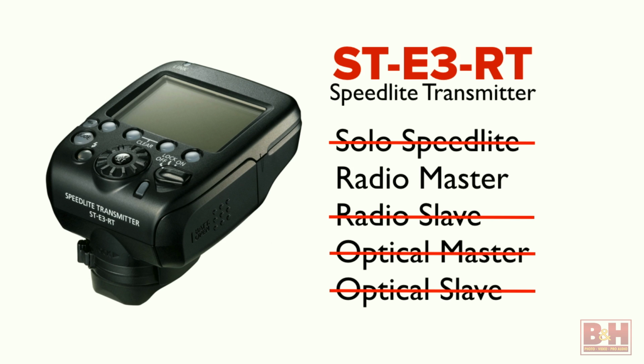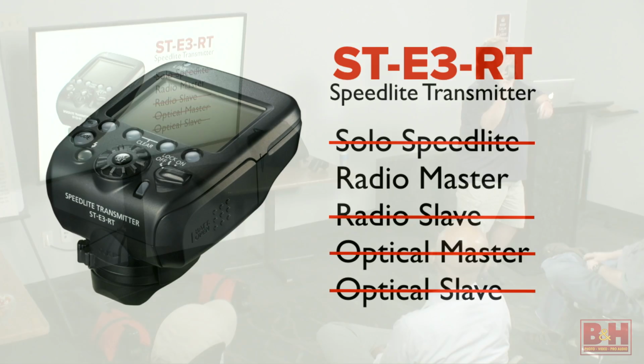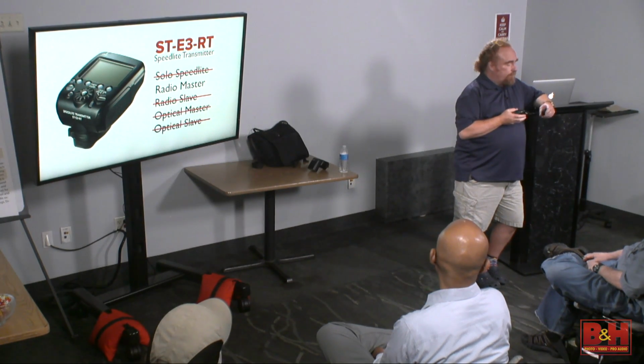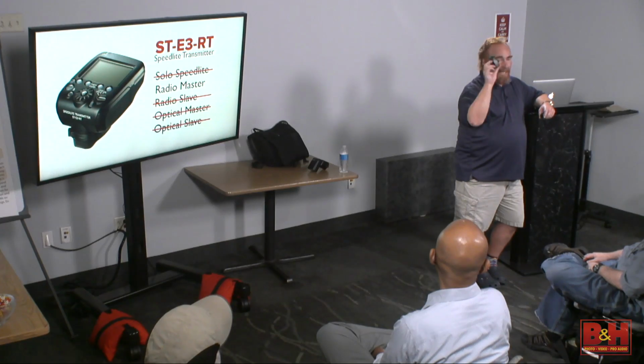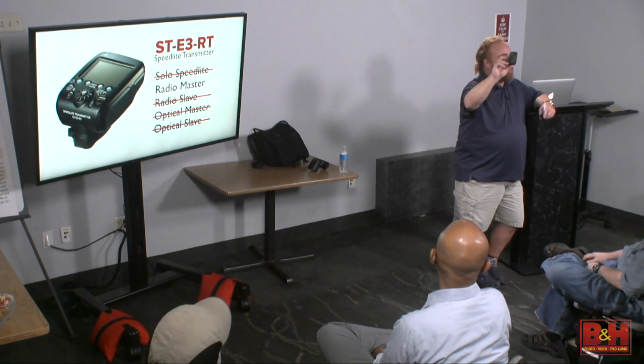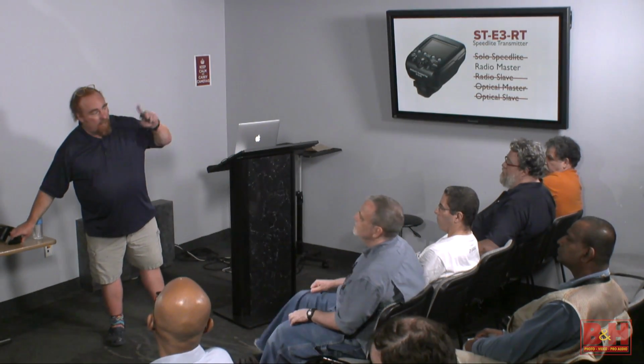Now this is the ST-E3-RT. There's another mouthful. All right. So this is the radio speedlight transmitter that Canon introduced with the 600EX-RT. And it does one thing. It works as that radio master because it has no flash tube. In fact, it doesn't have an autofocus assist lamp on it either. So it's there for one reason. It has the exact same control that the back of a 600 has. It's just a horizontal format.